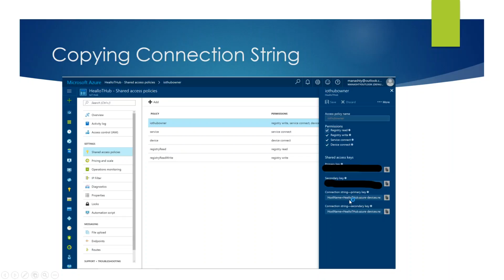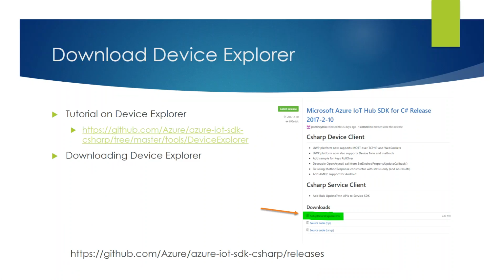These connection strings include the name of the IoT Hub and also include the primary key that we are going to use. So if you copy this connection string here, then we're going to need that in a few moments, so we are able to connect to the IoT Hub on Azure using our Device Explorer. So once we copied that, we need to go and download the Device Explorer.